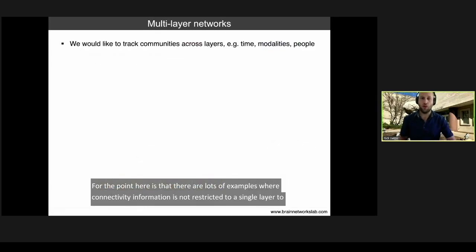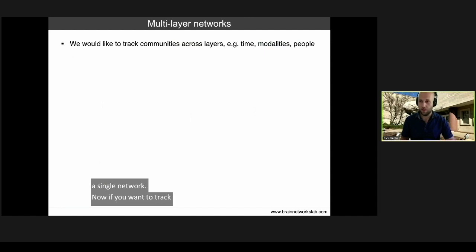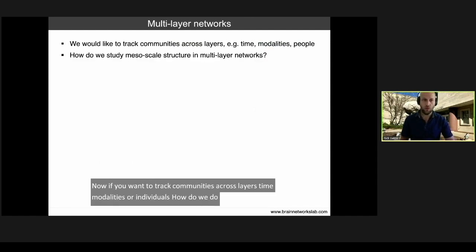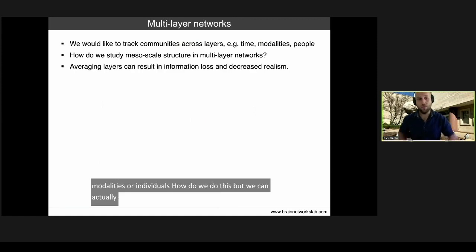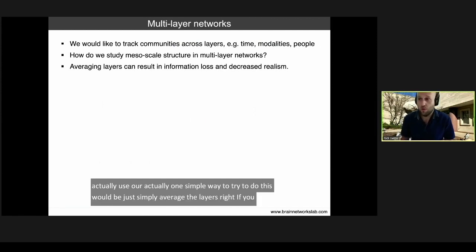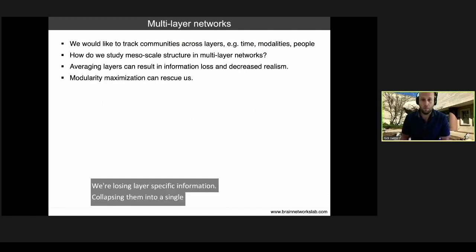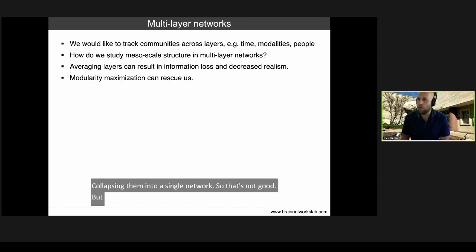Now, if we want to track communities across layers, time, modalities, or individuals, how do we do this? One simple way to try to do this would be to just average the layers, right? If you were to take all the layers and build an average network, you could use the same tools as before. But the problem with this is that when we average layers, of course, we are losing information. We're losing layer-specific information by collapsing them into a single network. So that's not good. But modularity maximization can actually come to our rescue here, right?